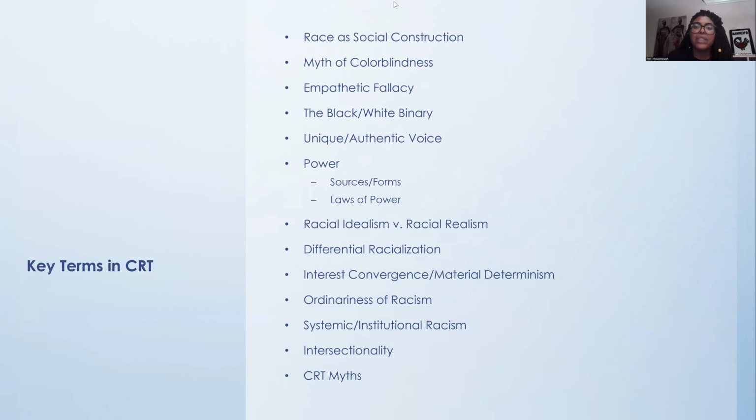Finally, you need to know some key terms in critical race theory. You have to know these terms, and you have to not just know what they mean, class, but you need to be able to apply them either to a real world scenario or to some of the previous court cases we have talked about. So keep that in mind. You need to know about race as a social construction. You need to know about the myth of color blindness.